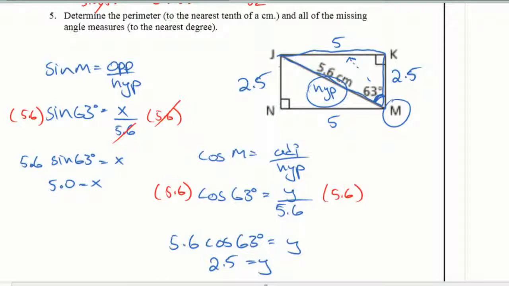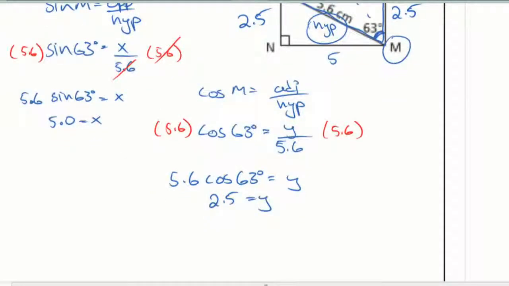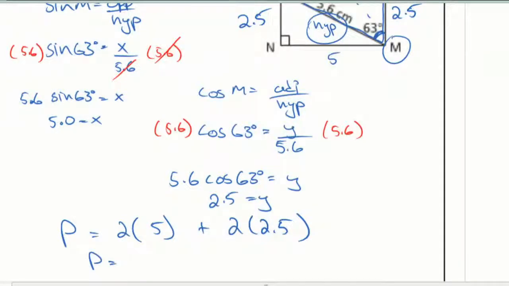So the original question asked me to find the length of the perimeter. So the perimeter, big P, is going to be 2 times 5 plus 2 times 2.5, or just adding all those things up. What do I get? 10 plus 5 is 15. So the perimeter is 15 centimeters.